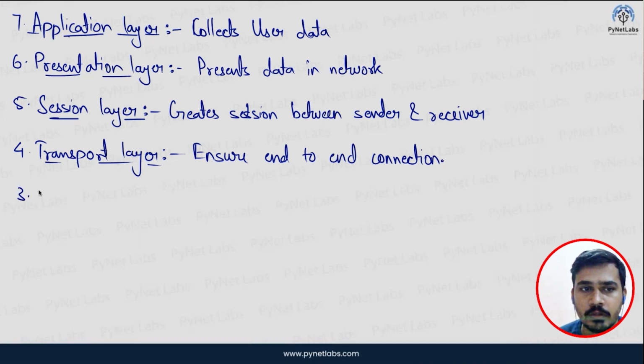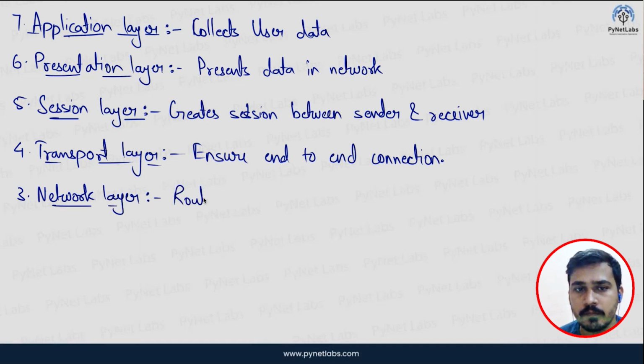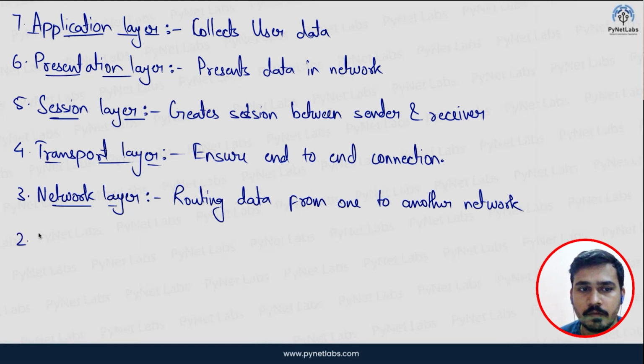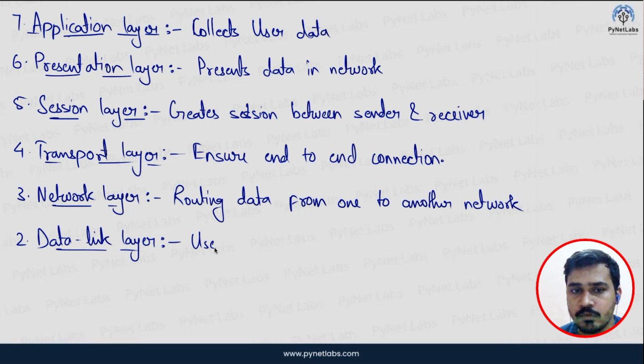Then comes the network layer, which is responsible for routing the data, that means taking the data from your network to another network. And after that, we have the data link layer, the second layer of the OSI model. The data link layer is used for the delivery of our data.